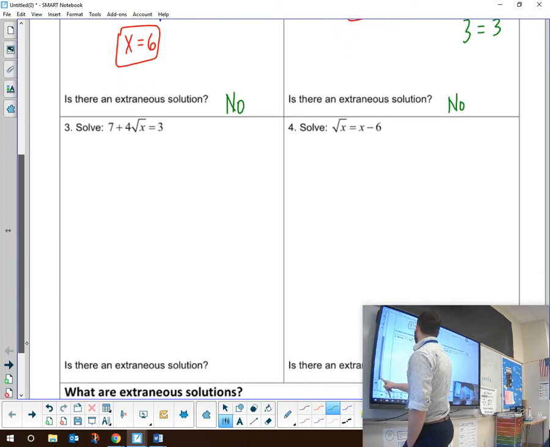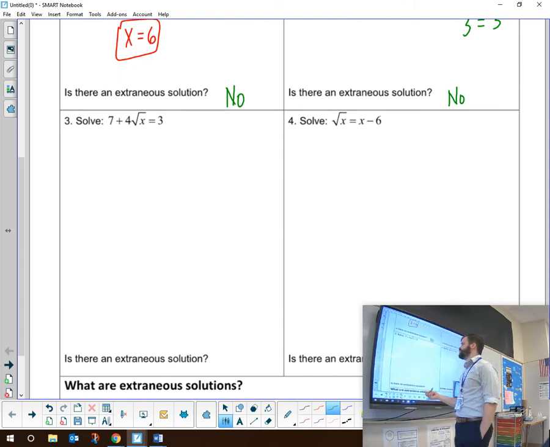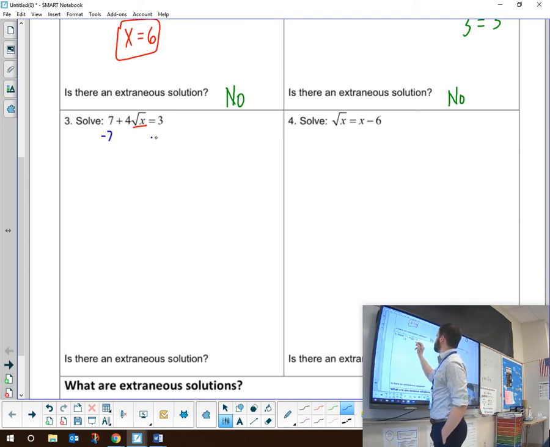Number 3, we have 7 plus 4 square roots of x equals 3. Okay, so once again, first step, isolate the square root. So I have this square root. We need to get it by itself. So the first thing I'm going to do is move this 7 over to this side, and I'm going to get 4 square roots of x equals negative 4.